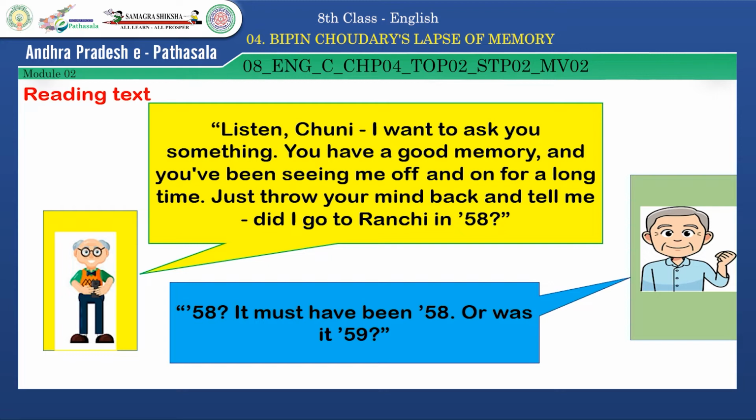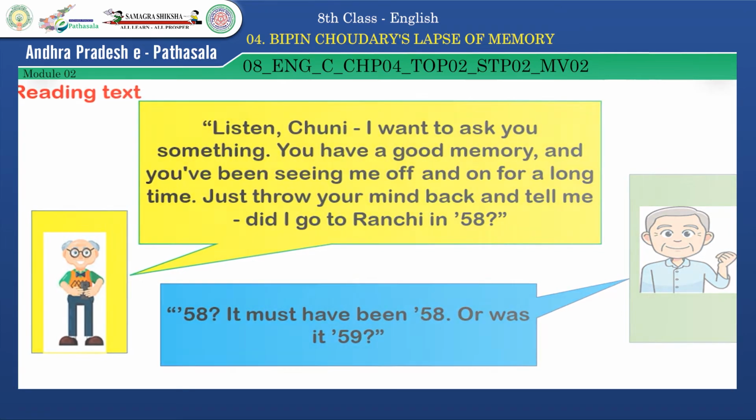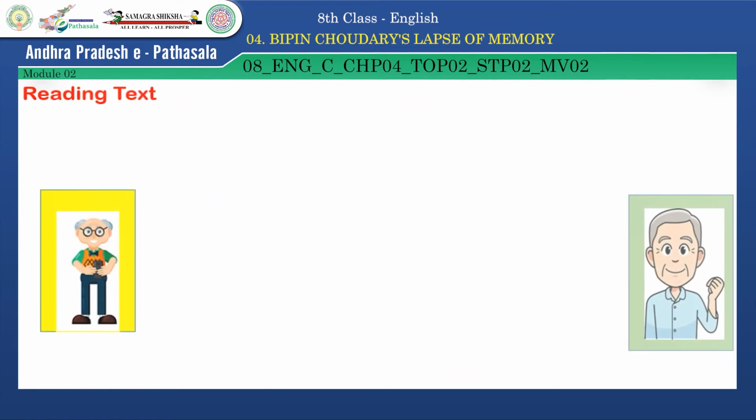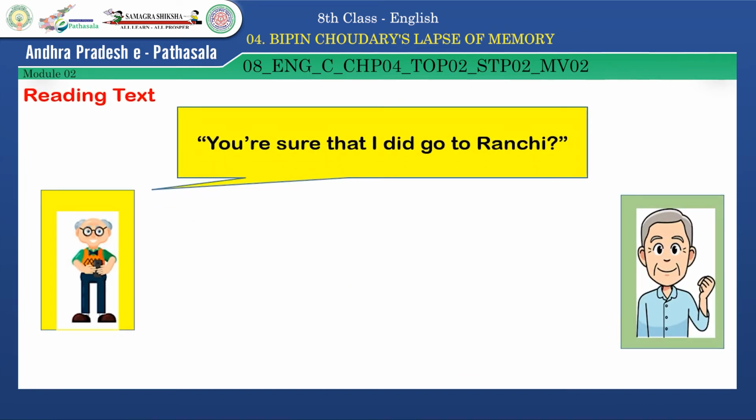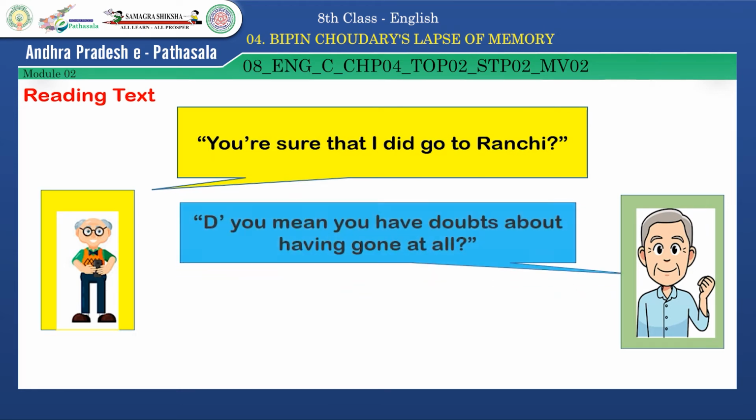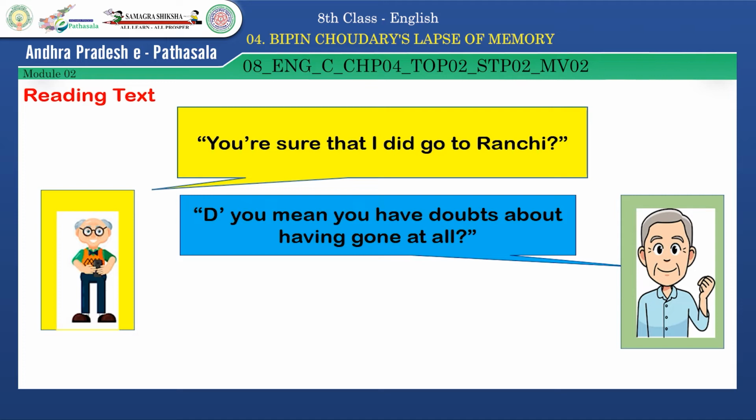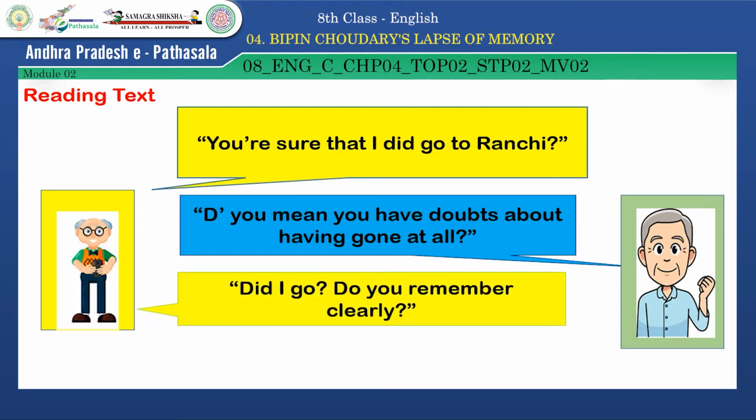"'58? It must have been '58. Or was it in '59?" "You are sure that I did go to Ranchi?" "Do you mean you have doubts about having gone at all?" "Did I go? Do you remember clearly?"